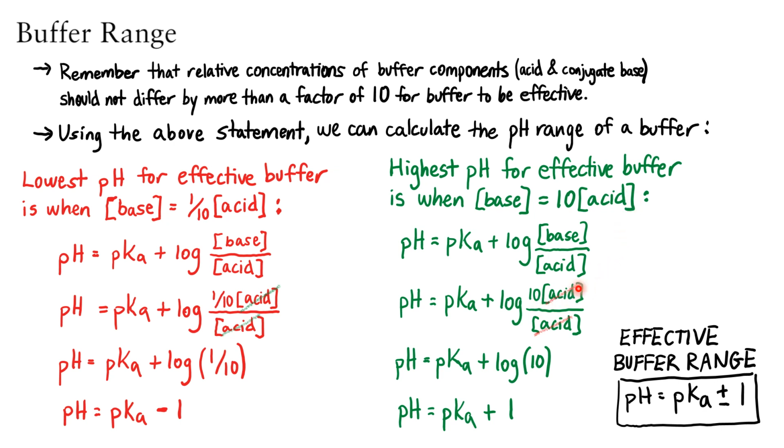And there it is. We cancel the acid concentration. And now we have pH equals pKa plus the log of 10, which is just 1, right? The log of 10 is 1. And now we have pH equals pKa plus 1. So bottom line is your effective buffer range is within plus or minus 1 of your pKa, right? If you're going above 1 or below 1 of your pKa, you don't really have an effective buffer, and you're beyond the range of that buffer. Okay.